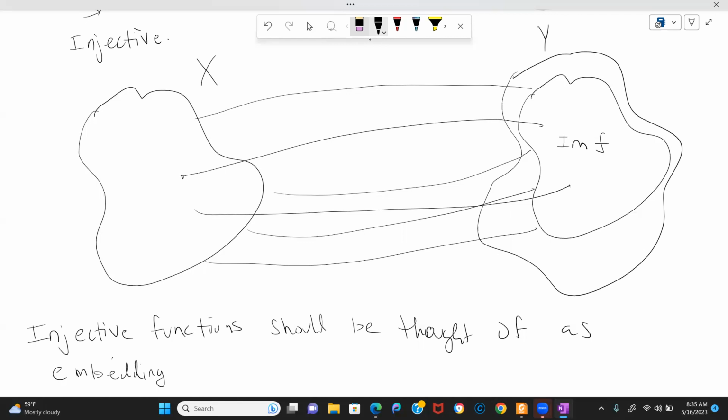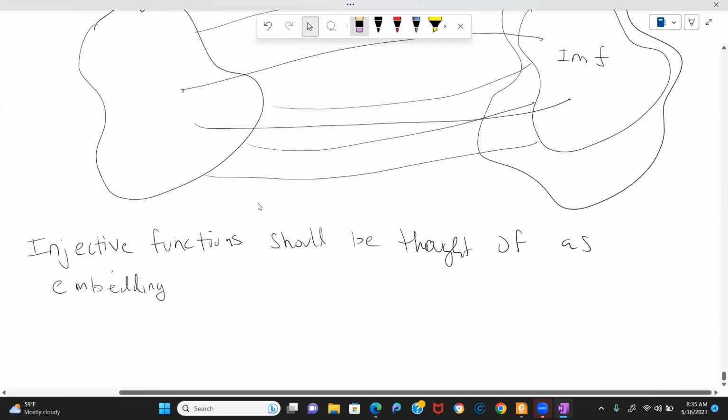The image of this set, this copy of X and Y, would be the image of your function. So injective functions give you these embeddings. Sometimes they're called faithful representations. It gives you a way of viewing one set as living inside another space, maybe transformed in some way. So injective functions are very important.